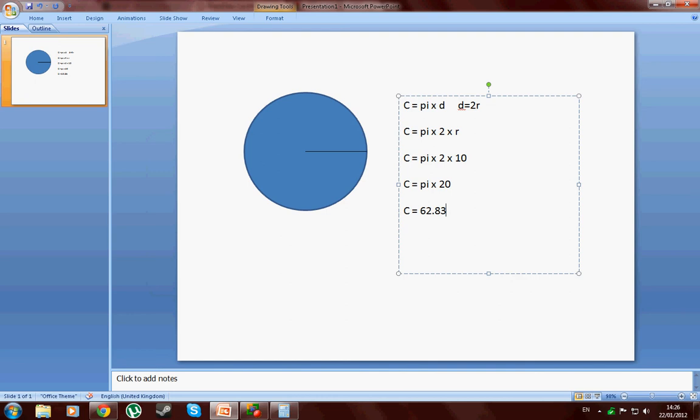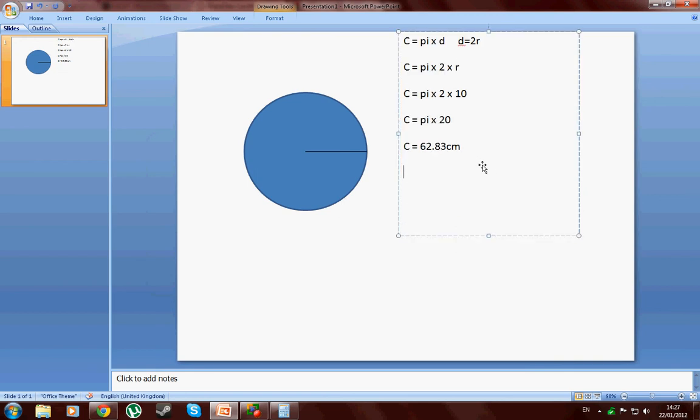In the project, it gives you them in centimeters. So here, that would be centimeters. So that's the circumference. The area of a circle is a different equation. It's similar, but it's different. The area of a circle is pi times the radius squared. So, with the radius 10, area is pi times 10 squared.